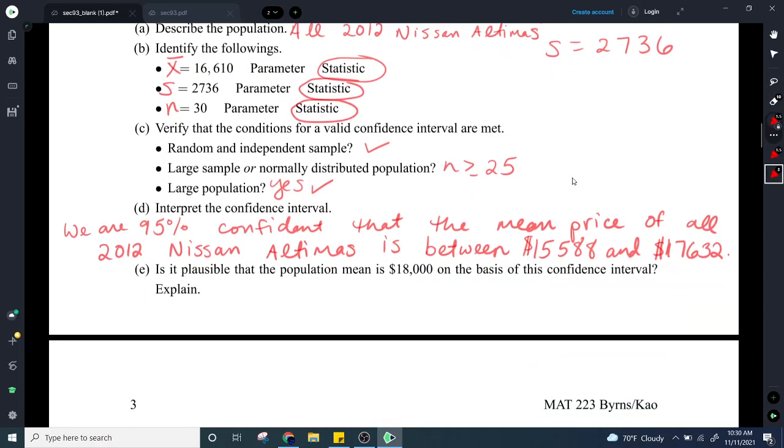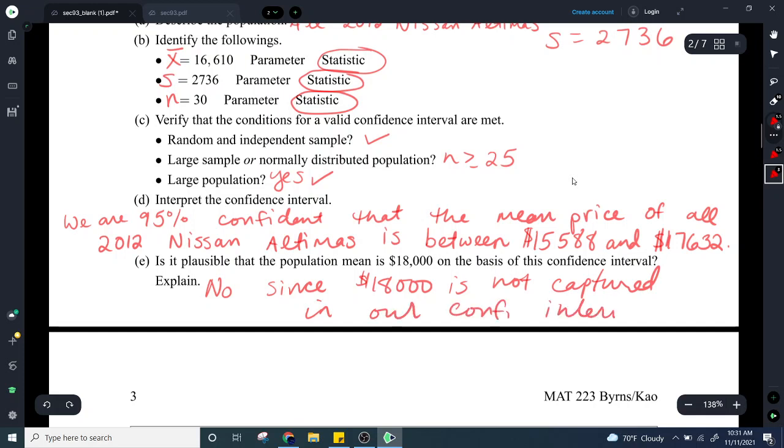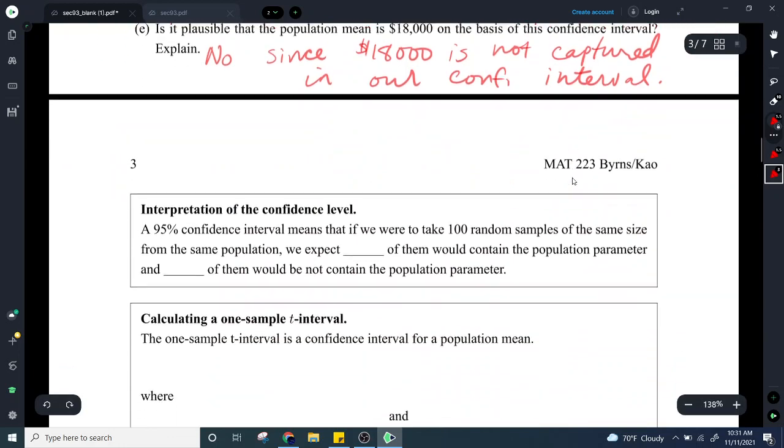So based on that, is it plausible that the population mean is 18,000 based on this confidence interval? Well, no, because that's not part of our confidence interval. So we're going to say no, since 18,000 is not captured in our confidence interval. It's not captured in our interval, so no, that's not plausible. That's not a realistic value based on our interval.